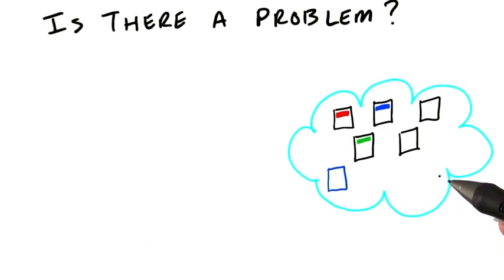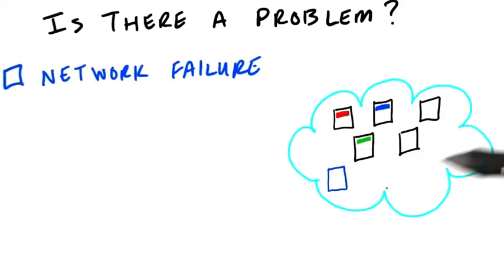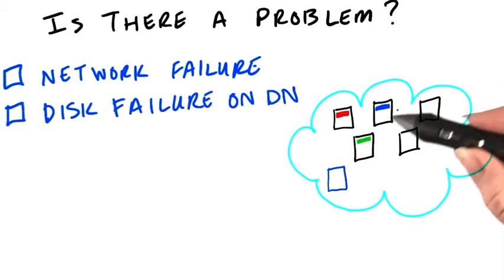That's fine as far as it goes, but there are some problems with this. Take a look at the diagram and see if you can spot where we might run into trouble. For example, let's say there was a network failure between the nodes, or a disk failure on a data node.